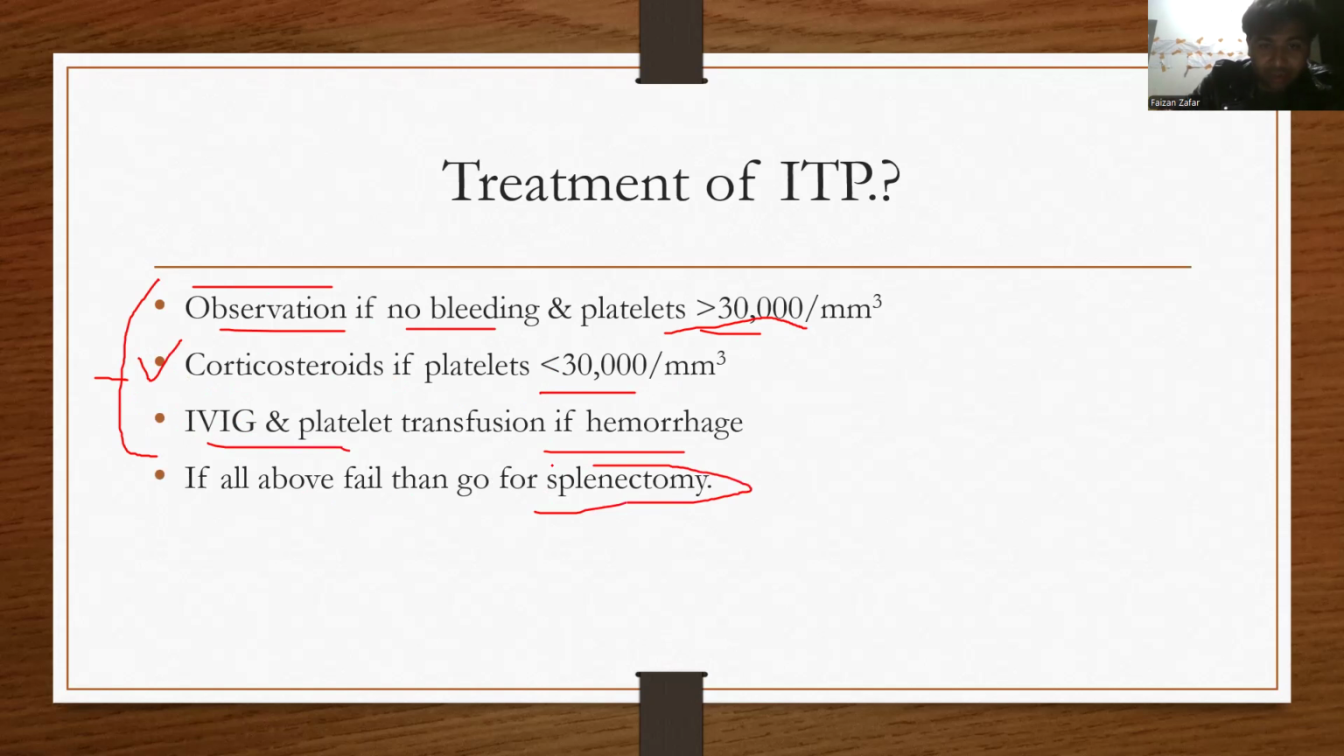The most wanted question, splenectomy. If you give corticosteroids, IVIG, and platelet transfusion and nothing works, then the next option is splenectomy. The destruction site is the spleen, so you remove the spleen and it will improve the symptoms of the patient. Okay.